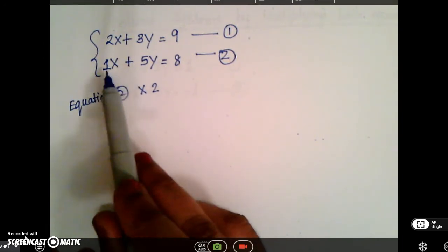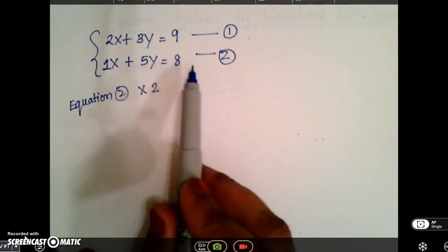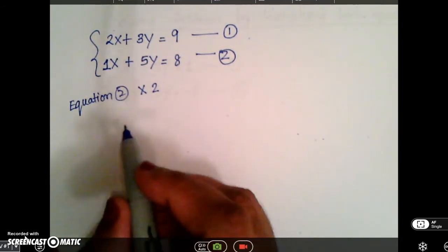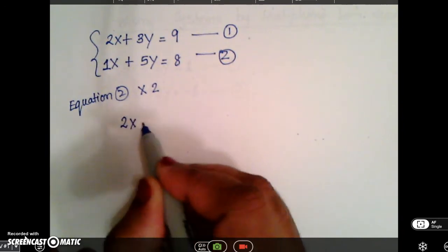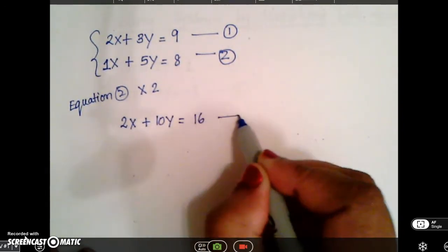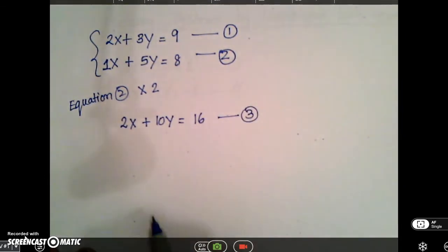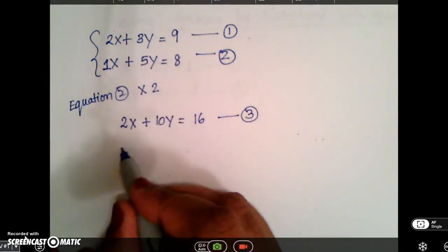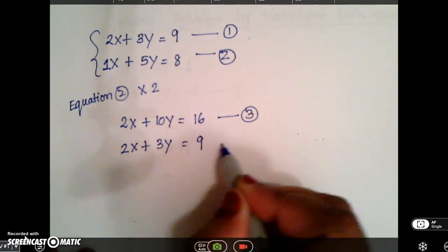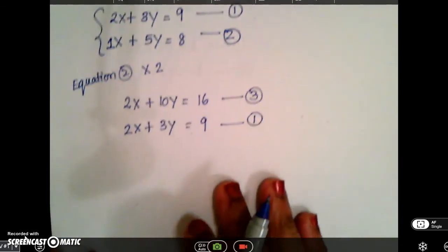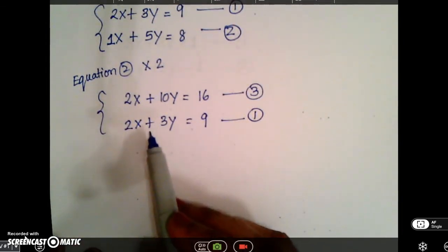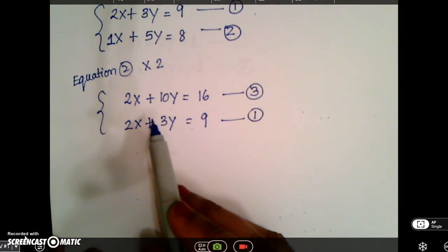by a 2, that's going to change that 1x to a 2x. But if I have to multiply this one, I have to multiply this term and also the 8 by a 2. So when I multiply equation 2 by a 2, I get 2x plus 10y equal to 16. This becomes my third equation. Now I bring back my first equation, 2x plus 3y is equal to 9. This is still my first equation. Now these two become my system, and I'm going to solve these two by elimination by addition or subtraction.